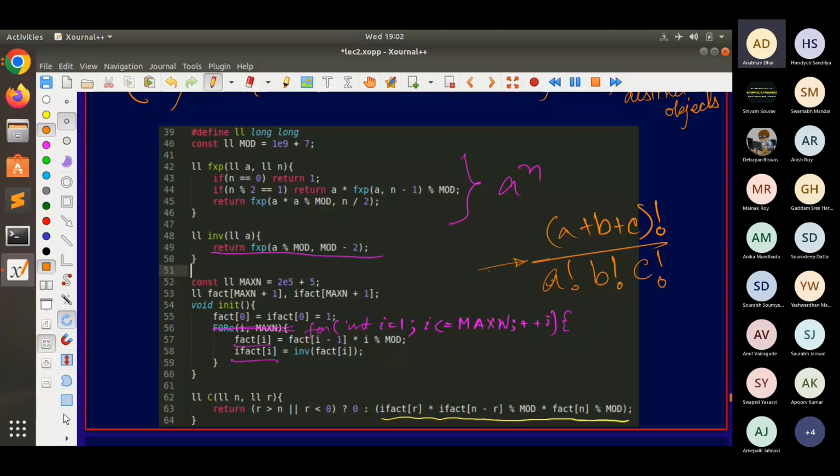Everyone knows this formula, right? Yes. The number of ways you can have A's, B's, and C's in a string. So you can compute all kinds of stuff like this.